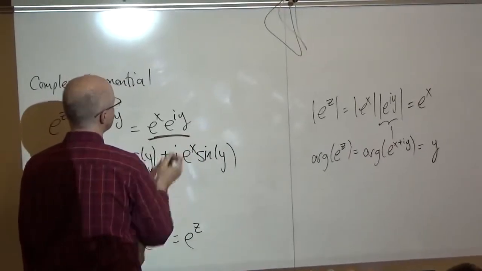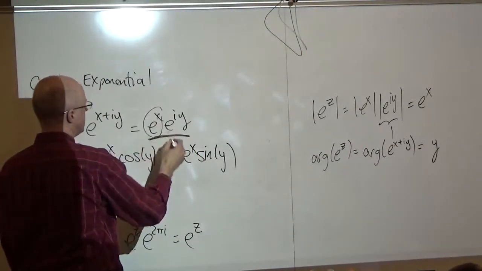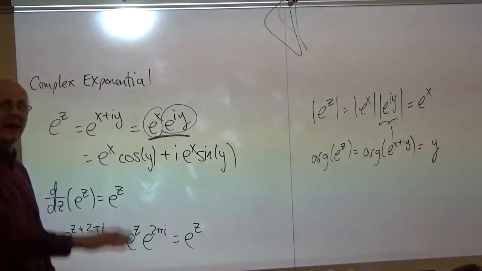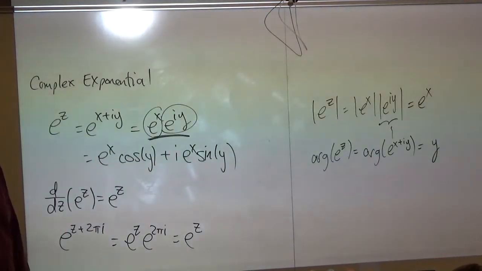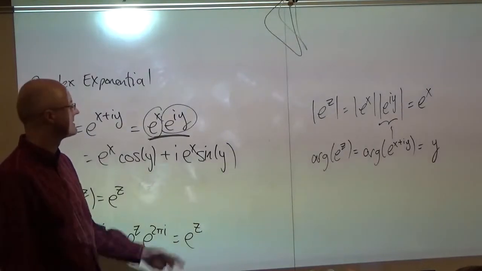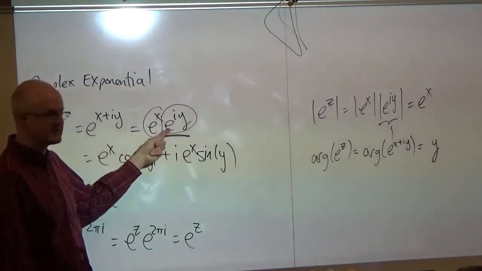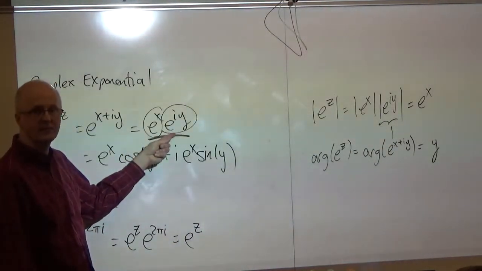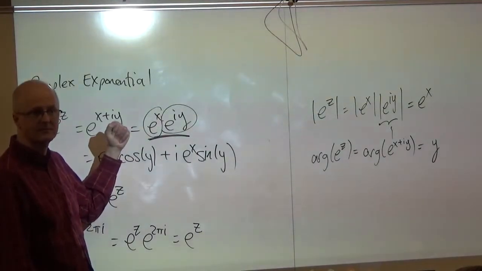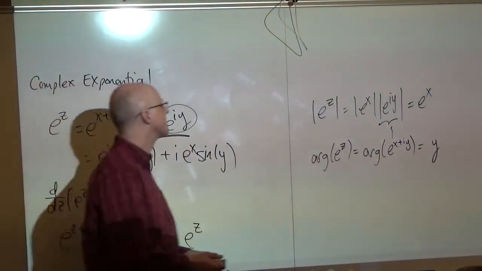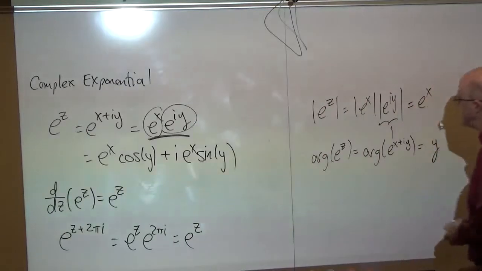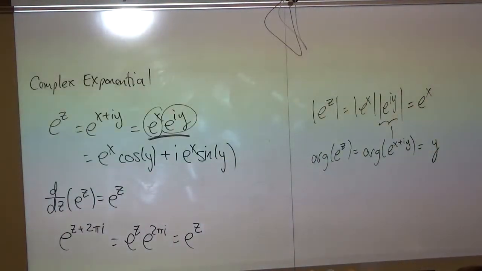Thinking of it this way, that's real. That's on the unit circle with angle y, in radians, if you like. So the argument of this is the same as the argument of e to the iy, which is y. What does this mean as far as mapping properties?